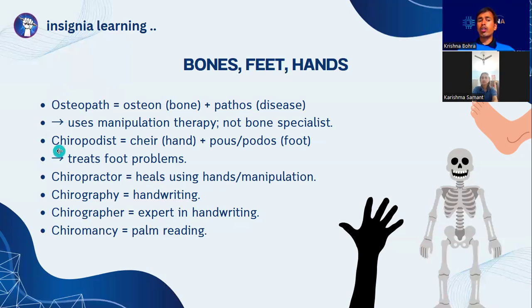Then we come across chiropodist, where chir means hand, and pod means foot. So these doctors treat our hands and feet. Okay. Good. Then we come across chiropractor. They heal, especially straighten, through their hands, especially our bone marrow. Okay. Chiropractor.